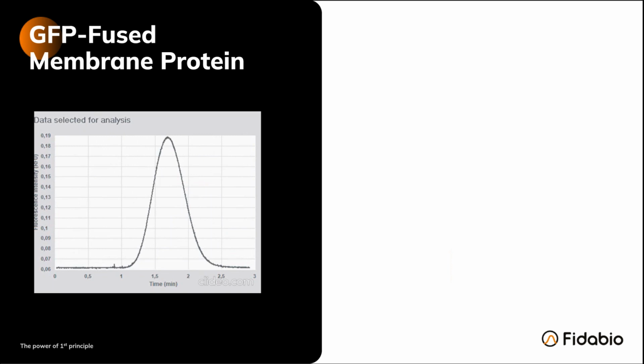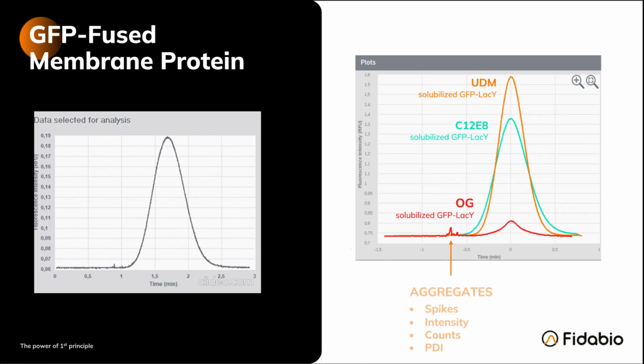Simple as that. On the left, we have a measurement, and on the right, we have the overlap of 3 different detergent performances. The results are easy to interpret. Here, the UDM was the most successful detergent, followed by C12E18 and OG. Moreover, the FIDA signal contains a lot more information which is available without additional effort or experiment. For example, a reliable and quantifiable estimation of aggregates presence in terms of spikes, intensity, and counts, and the polydispersity index.